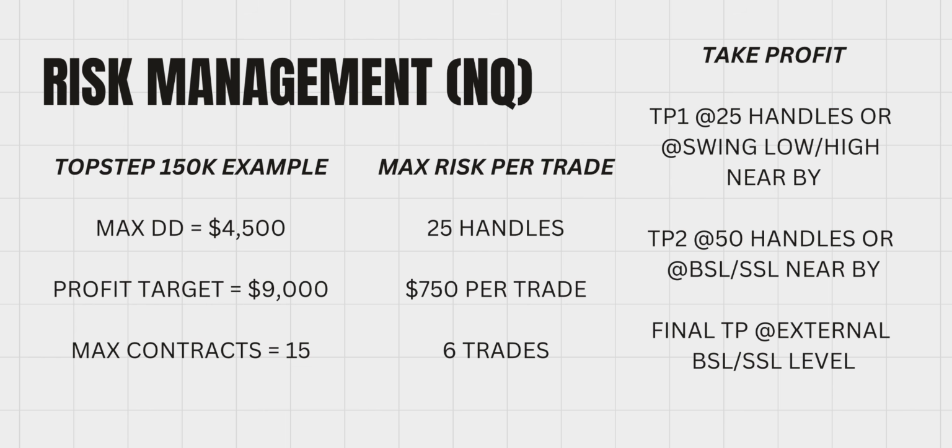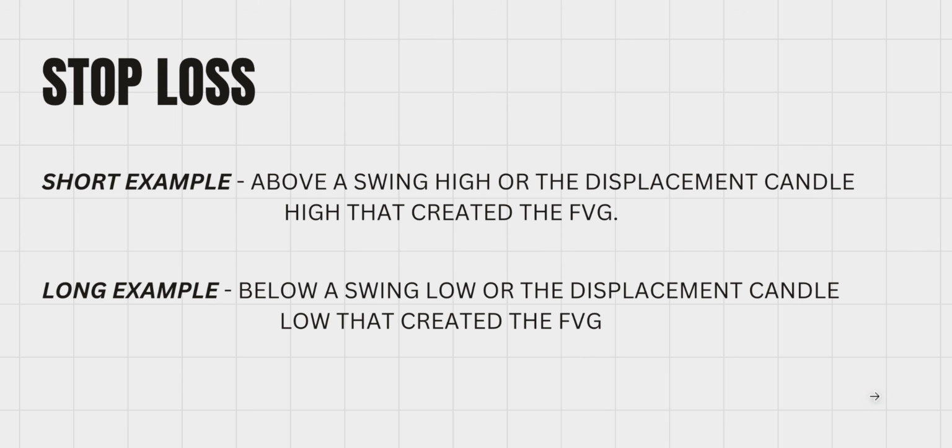All right, so now that we've gone over your max risk per trade, how much you should be risking and where to take profit, let's go over your stop loss. Let's say, for example, in a short trade, you always want to put your stop loss above a swing high, or you want to put your stop just above the displacement candle high that created a fair value gap. Now let's go vice versa.